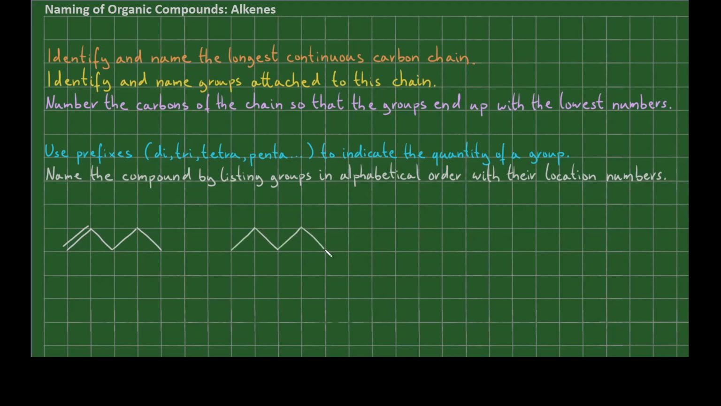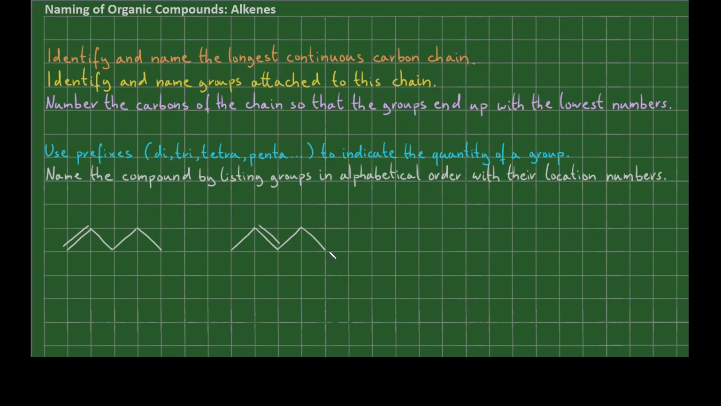Alright, here are my 5 carbons, and this time I'm going to shift the double bond between carbons 2 and 3. These two compounds are structural isomers. They have the same molecular formula, C5H10, but their structures are not identical. And because they are not identical, they will have different names. How do I name them?